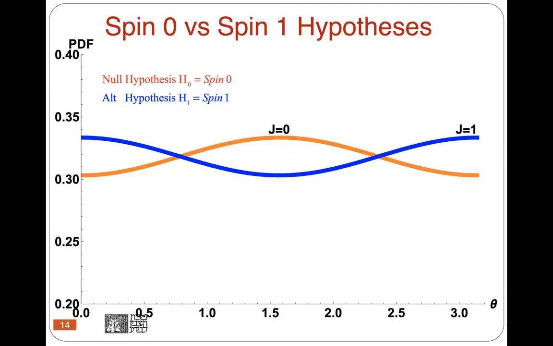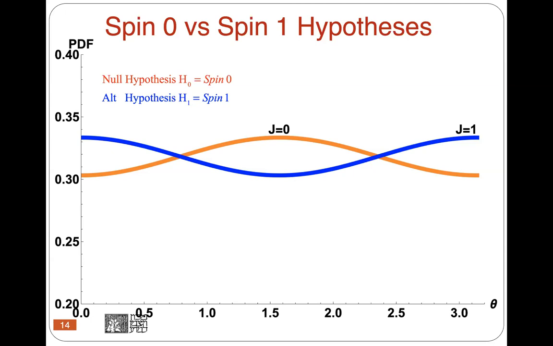Let's take a case study of spin. So this is called the histogram. We measure some angle, theta, doesn't matter of what. This is an angle which has to do with the decay of a spin zero particle, what we call a scalar particle, or a spin one particle, which we call a vector particle.